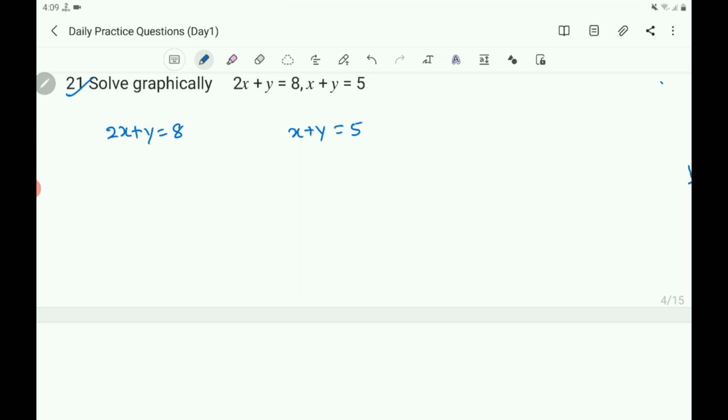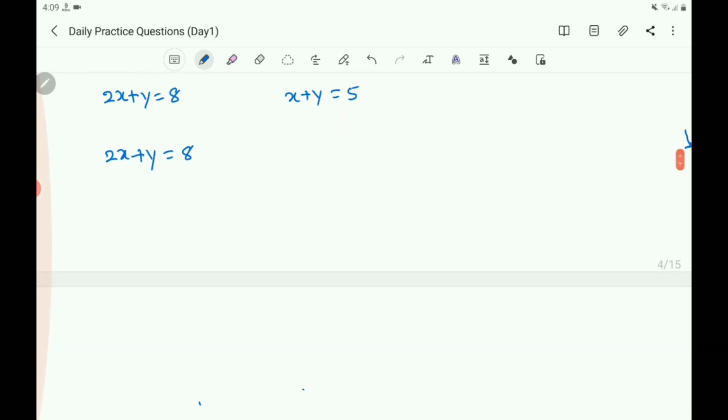Now let us convert these two equations to the form y equals. You take the first equation, 2x plus y equals 8. Here the coefficient of y is 1, so you can convert it as y equals 8 minus 2x. Then you take 2 or 3 convenient values for x and find the corresponding values for y.